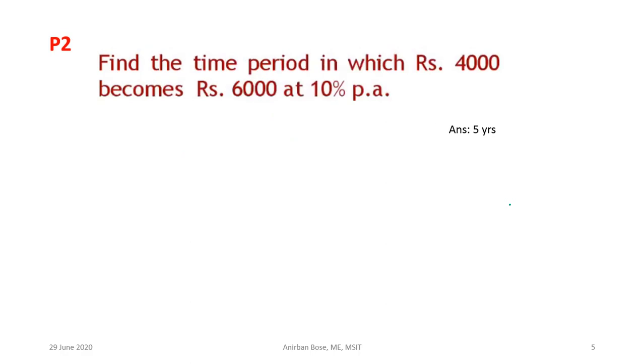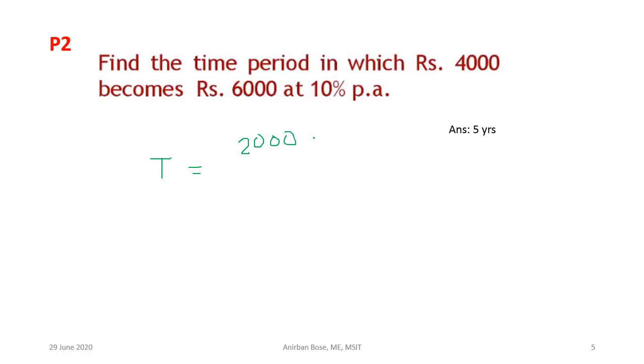Now coming to the next problem. Find the time period in which rupees 4,000 becomes rupees 6,000 at 10% per annum. Here we have to find the time period. Time period is equal to the amount of interest divided by the principal into the rate. The amount of interest is 6,000 minus 4,000. So the interest is 2,000.